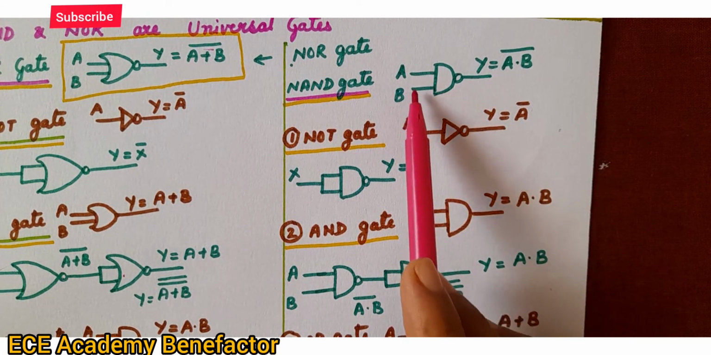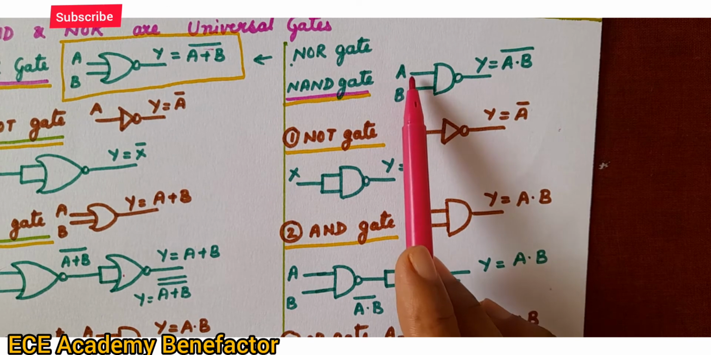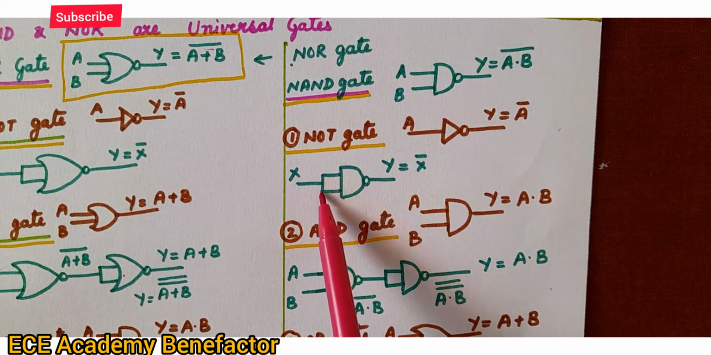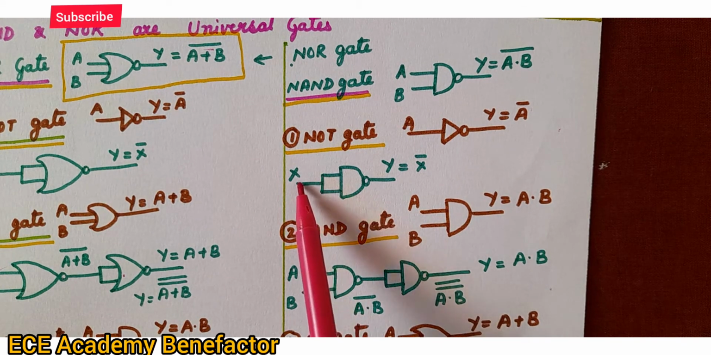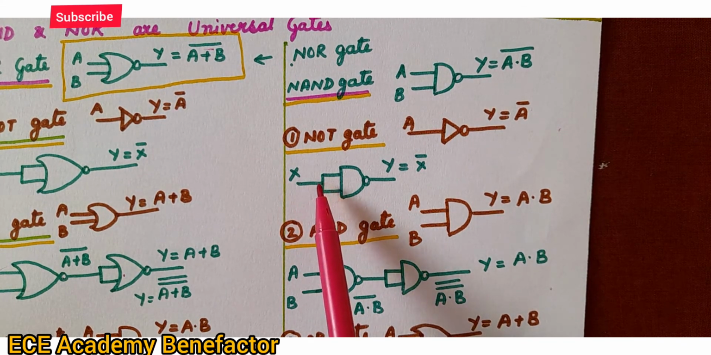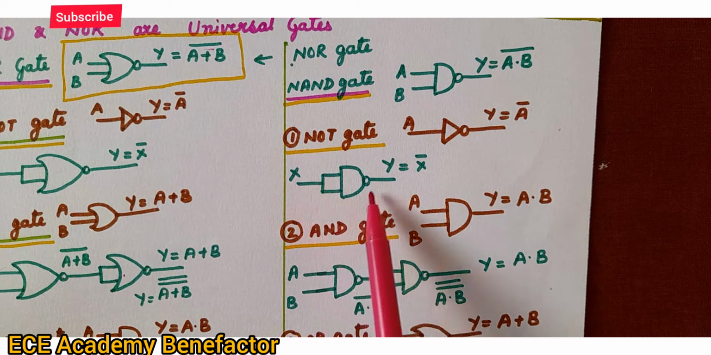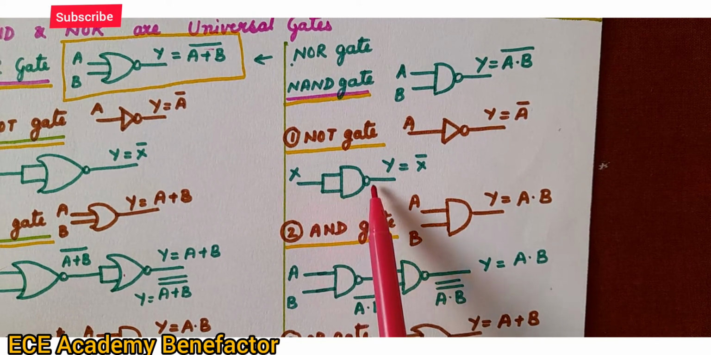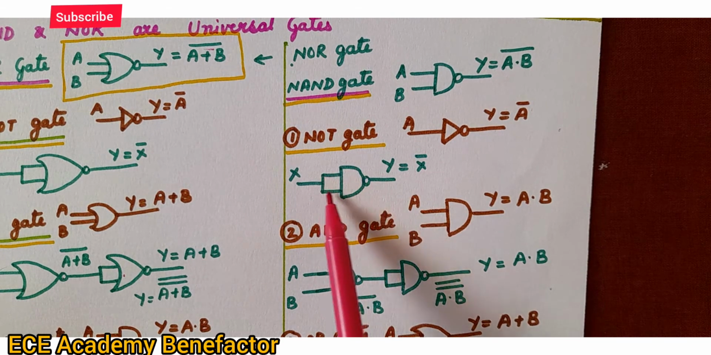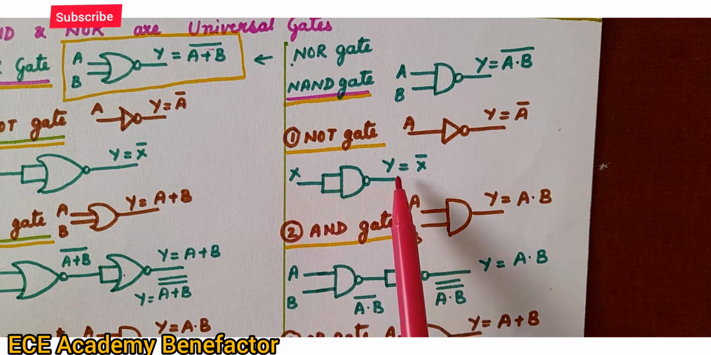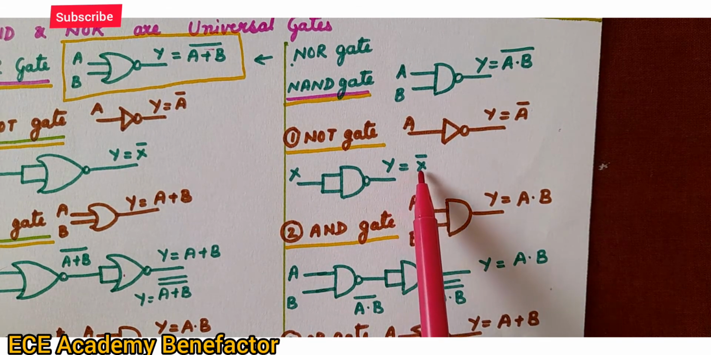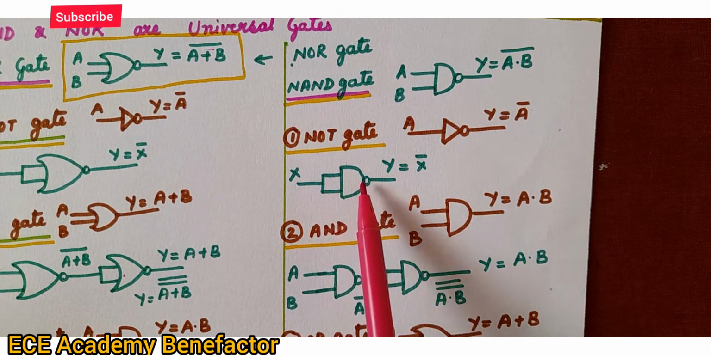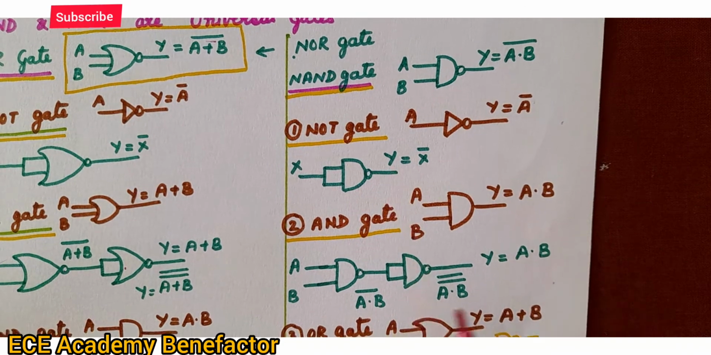So simply connect both the input terminals of the NAND gate. When the input terminals are commonly joined as one single input, it becomes a NOT gate. So a NAND gate can be used as a NOT gate when both the input terminals are joined. So it will give Y is equal to X bar. So this NAND gate, both input terminals connected, is acting as a NOT gate.